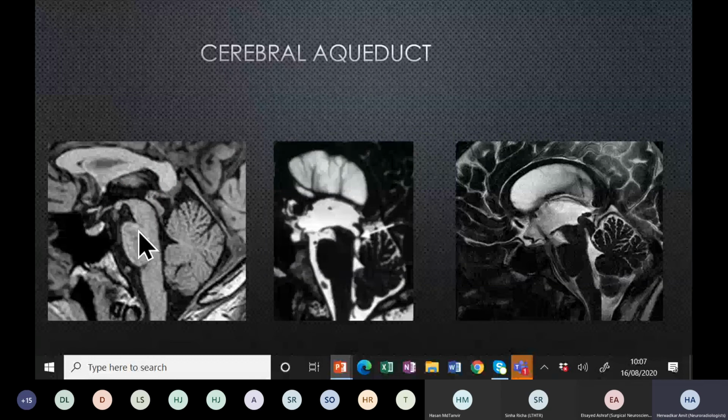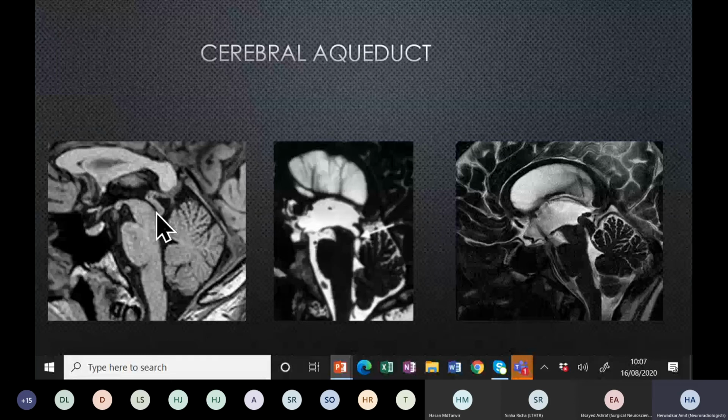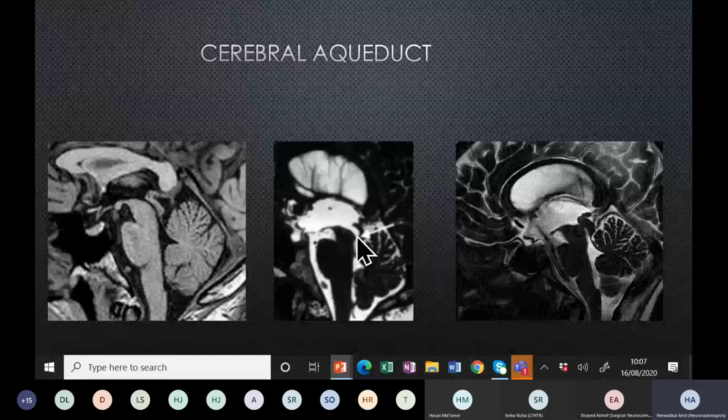Obstructions at the level of the aqueduct. This is what a normal aqueduct will look like. We have seen this third ventricle ad nauseam today, the thin slit-like aqueduct over here. But here you can see how the aqueduct has kind of ballooned out. You can see that there is a kind of membrane or stenosis at its lower end. But look at the secondary changes that are occurring within the third ventricle.